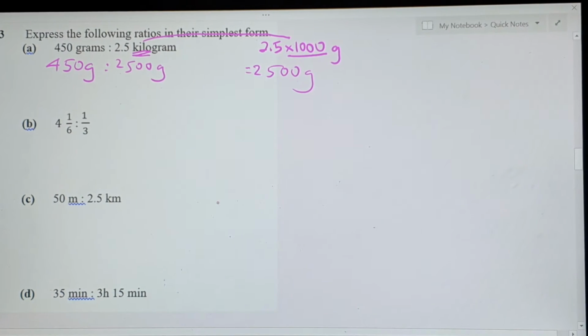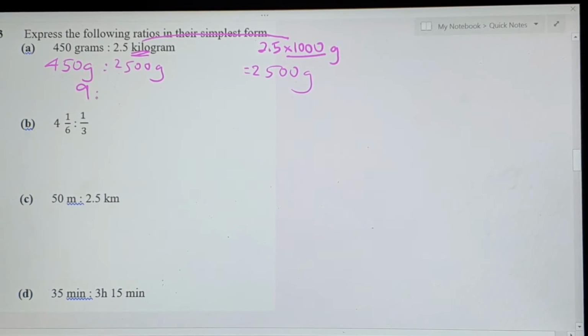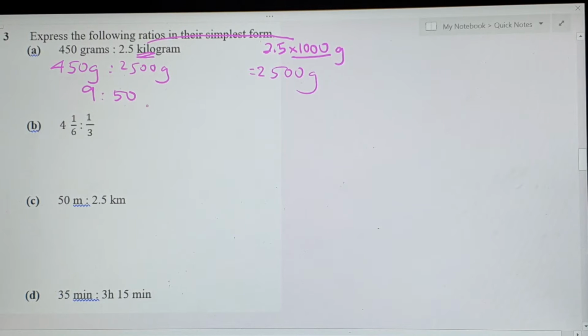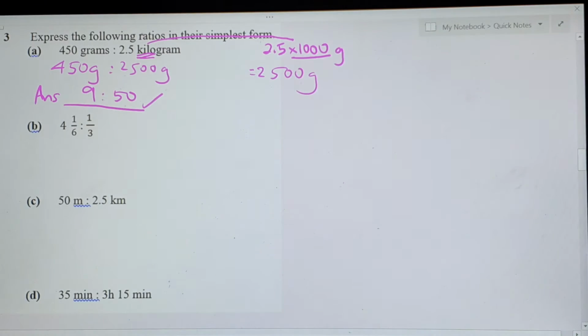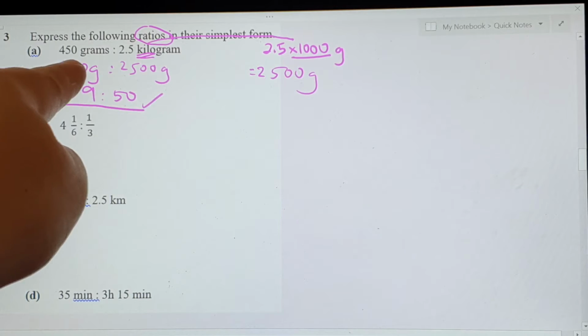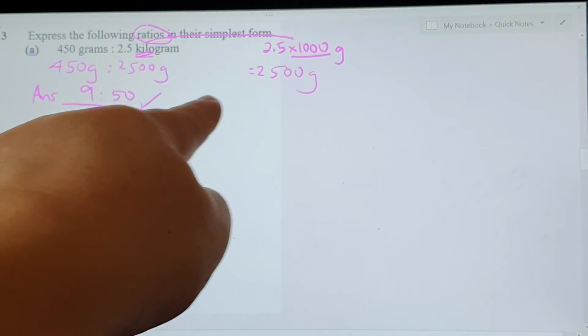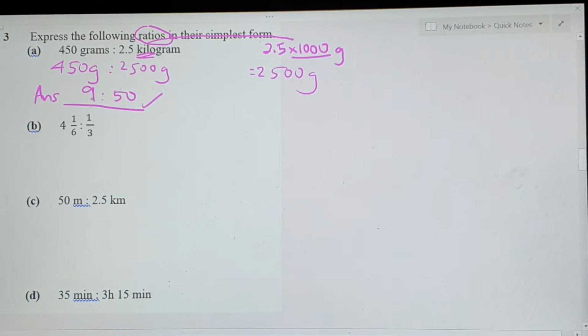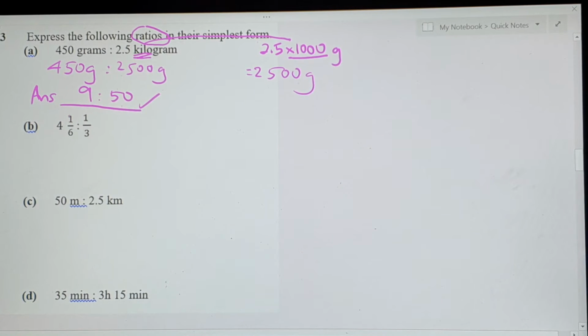So you write 9:50. Now take note, take note. This is your answer. Your answer, don't have units one, okay? For ratio, there is no units. Final answer, no units. In between, you can do working, can have units and whatever, right? But the final answer cannot have units. Okay?